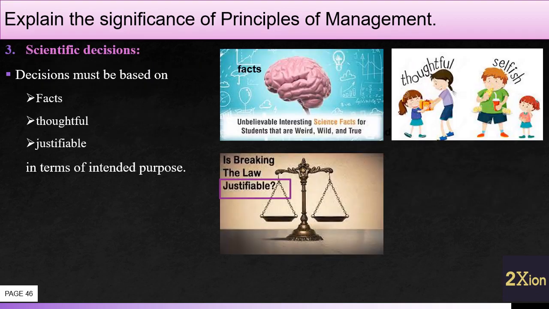Scientific decisions. Decisions must be based on facts. What are facts? Facts are truth. For instance, facts about human body that we have 206 bones. And thoughtful. Thoughtful because manager must think in employee's point of view while taking a decision. For example, say fixing salary for him. Justifiable, and there should be justice in his decision ताकि सबको इंसाफ हो सके.